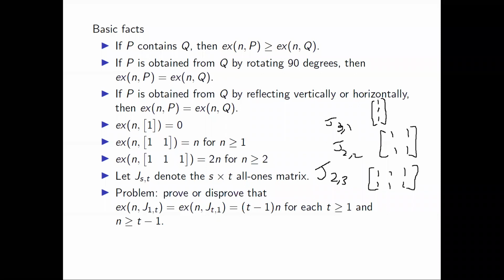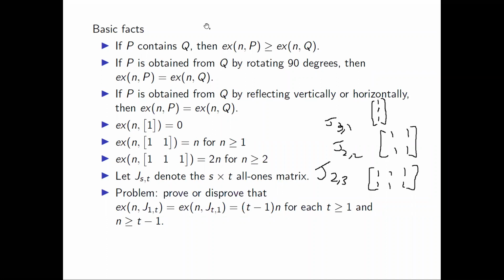So here's a problem for you to think about. See if you can prove or disprove with a counterexample that EX of n comma J sub 1 comma T is equal to EX of n comma J sub T comma 1, which is equal to T minus 1 times n, for each T greater than or equal to 1 and n greater than or equal to T minus 1.